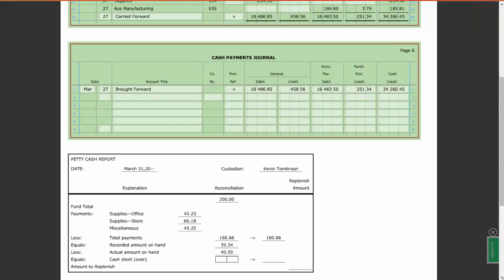Now please note right here, it says cash short, parentheses, over. If this is an over amount, it has to go in parentheses. What is the difference between 39.34 and 40.59? $1.25, would you agree?